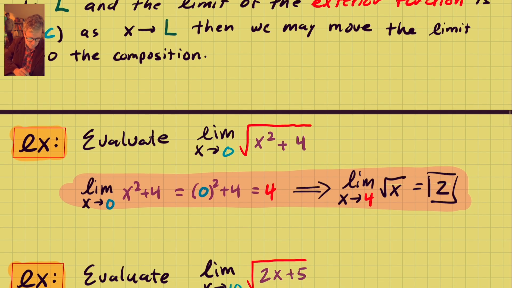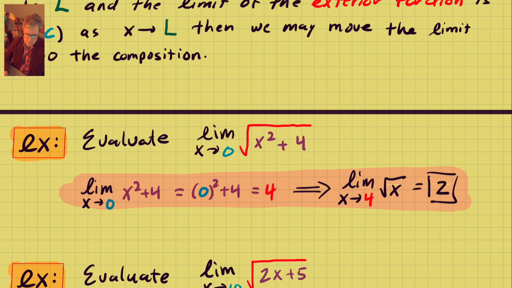So the first thing we do is we take a look at that inside and we say the limit as x approaches 0 of x squared plus 4. Well, that's just a polynomial, so plug it in. 0 squared plus 4 is equal to 4, right? So the limit of the inside at 0 is 4.